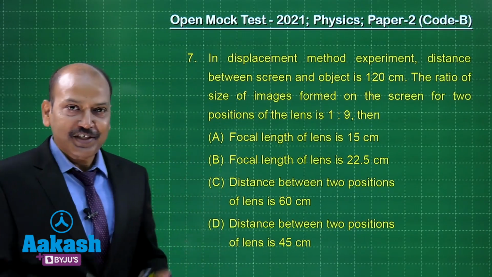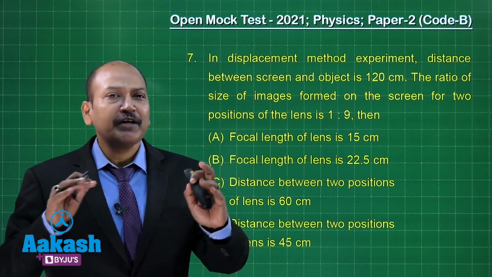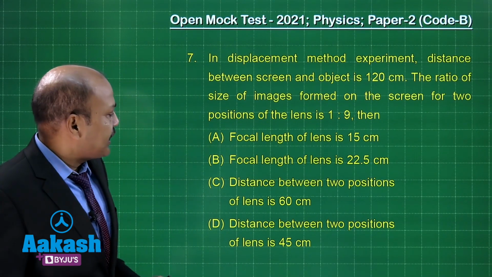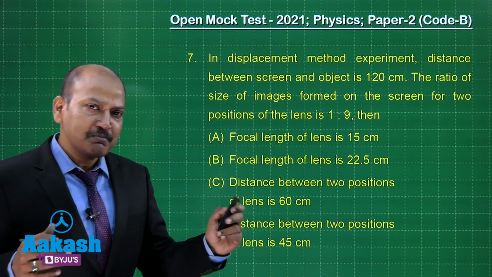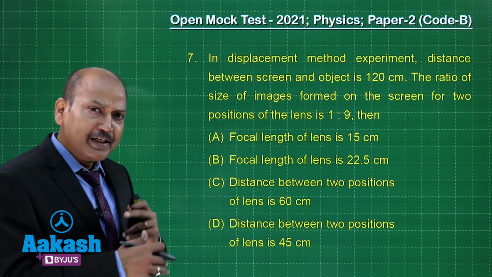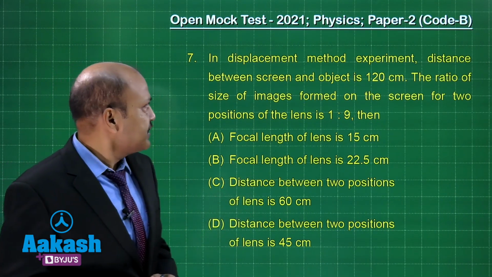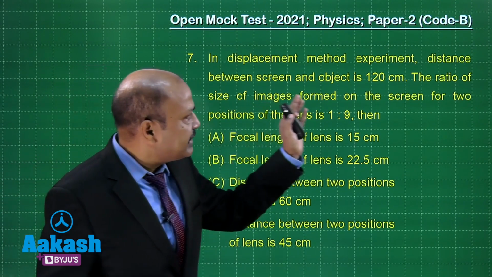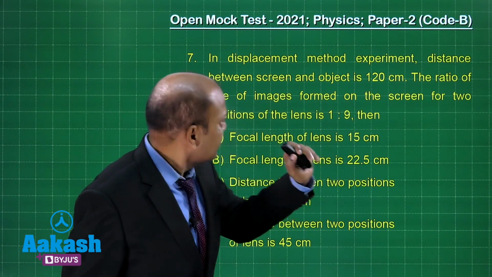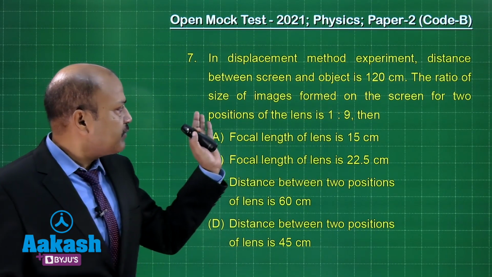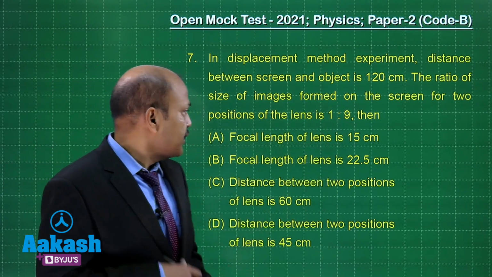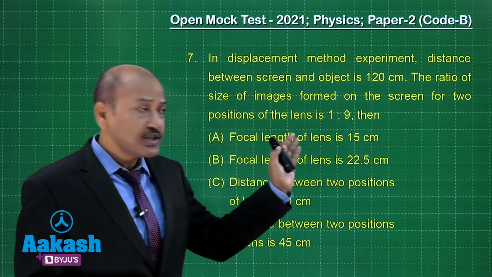Well, we are now into section 2 where one or more than one option may be correct. And the very first question in this section is based on the displacement method of finding the focal length of a converging lens. The question says, in a displacement method experiment, the distance between screen and object is 120 centimeter. The ratio of the size of images formed on the screen for two positions of the lens is 1:9.